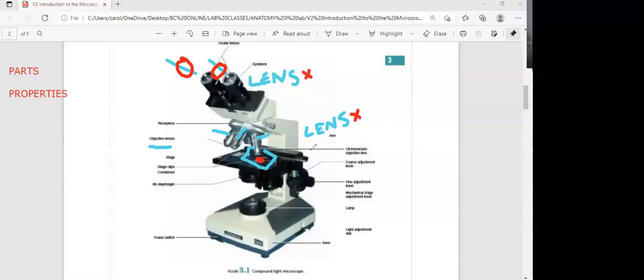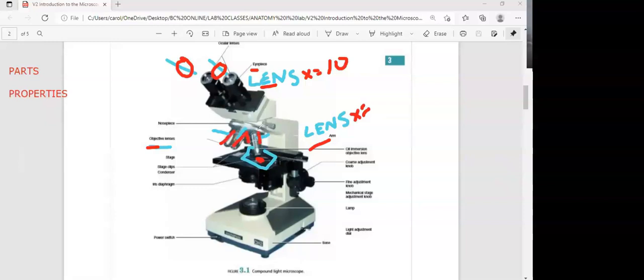Again, these are going to be the objective lenses, and these ones are going to be the ocular lenses right here. The ocular lens is fixed, meaning it is always going to magnify 10 times. And this one right here is not fixed. That's why you have different lenses in here. You have one in here, another one in here, another one in here, another one in here. There are multiple different lenses in here.